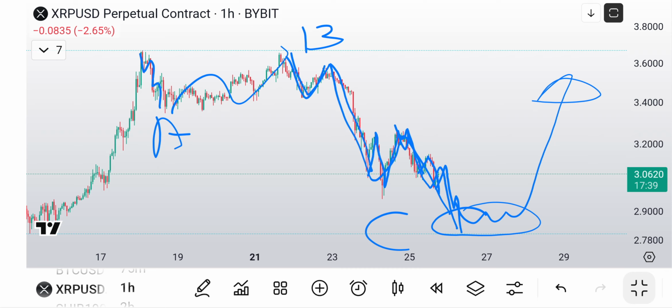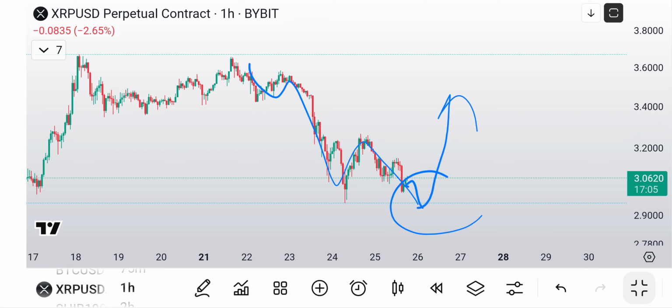So that's kind of how I'm thinking about it right now. Obviously, the alternative would be 1, 2, 3, 4, 5, and we're done. And this is a wave 1, and now we're flagging out for a wave 2, and we should start heading up without taking the low. If we do take the low, we still should head up because it would just be 1, 2, 3, 4, 5. So either way, I'm expecting it to go up somewhere in this area.